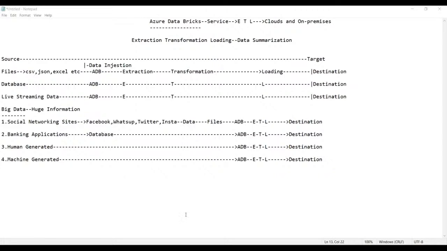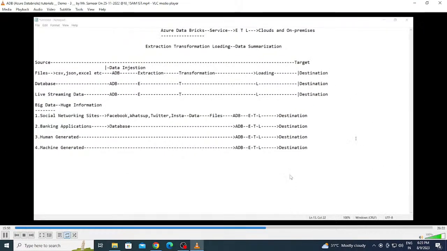Live streaming data. So anyways, we can capture even the live streaming data and perform the job here. So now, guys, this is the thing you have.